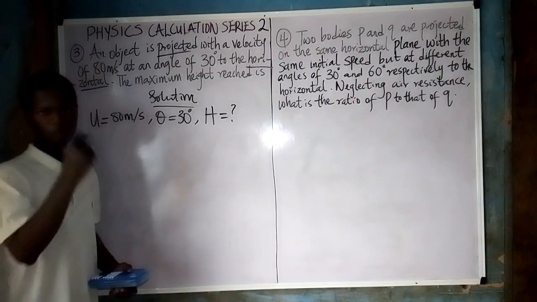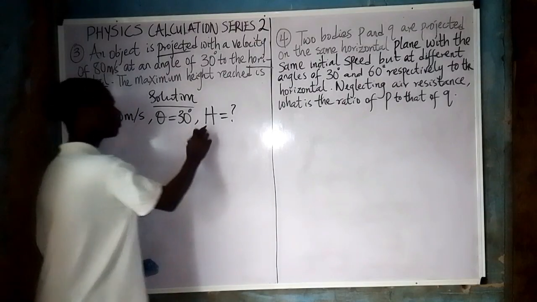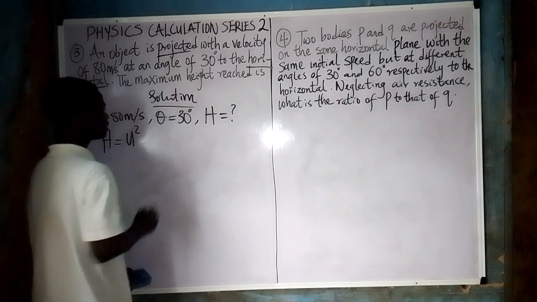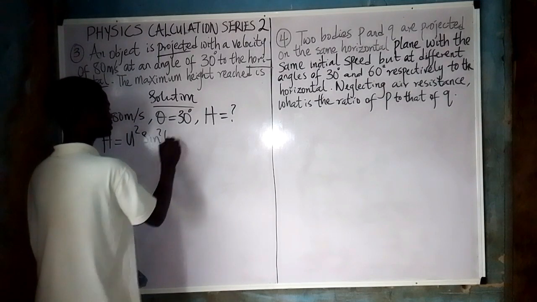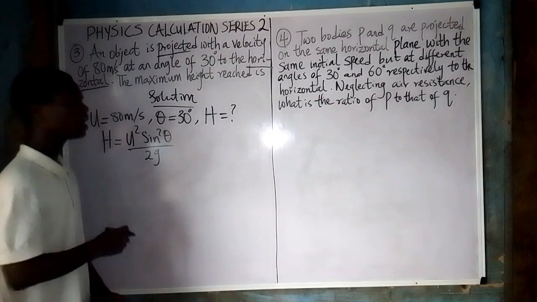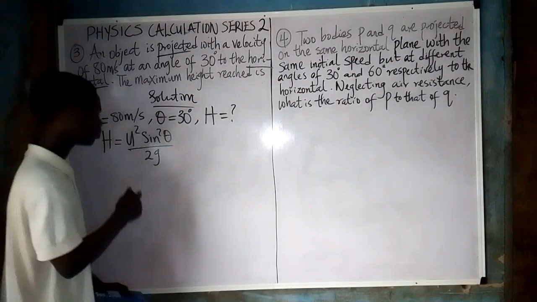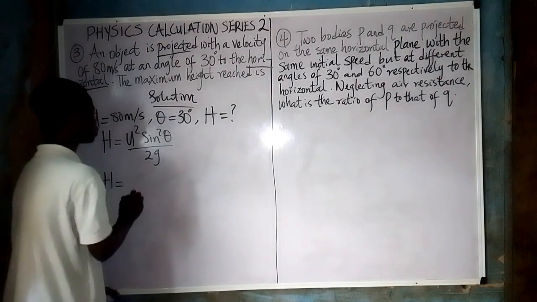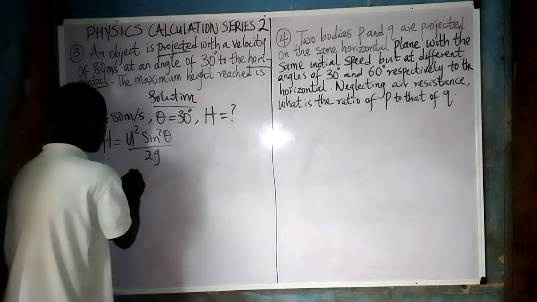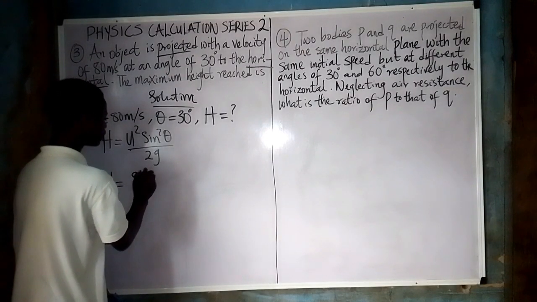Now basically, from our knowledge of projectile motion, the formula for maximum height is what? Big H is equal to u squared sine squared theta over 2g. This is the formula for maximum height. So what do we do? We will input all that we have into this formula. Big H will now be equal to, what was our value for u? They said 80. So we'll say 80. But they said we should square the 80. So I'll say raised to power 2.